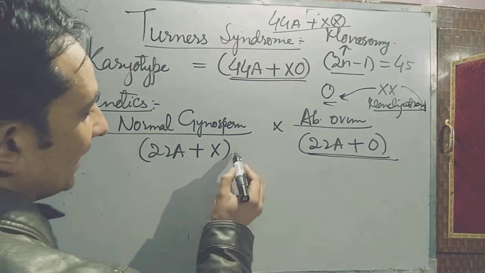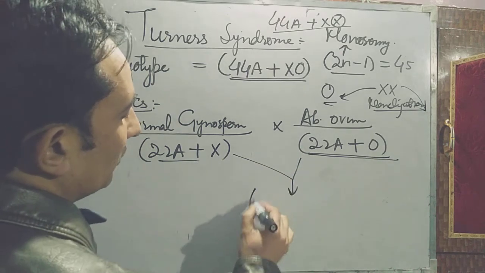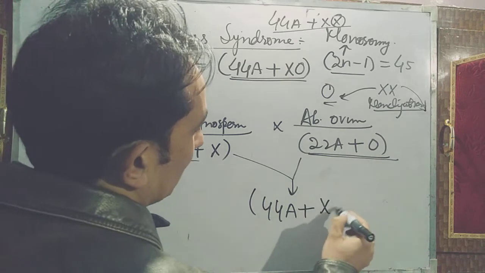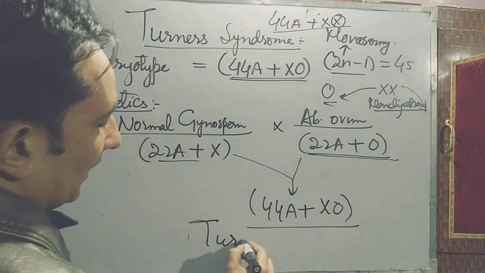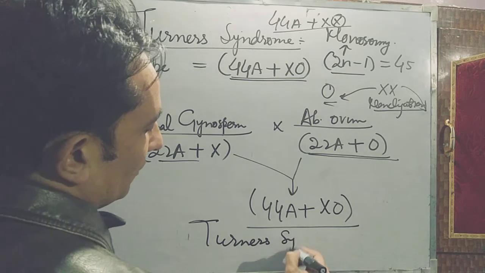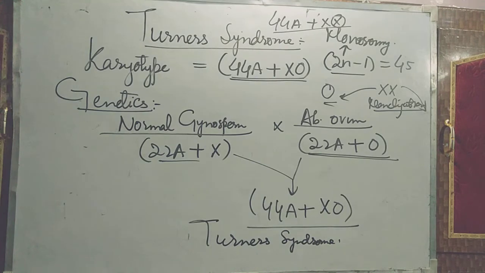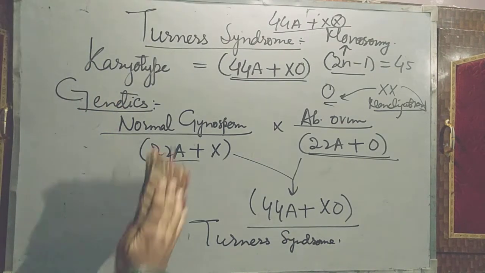If this sperm fertilizes this ovum, the resultant offspring would be like this: 22 plus 22, that's 44A plus X and 0, X0. It is known as the Turner's syndrome karyotype. This is the Turner's syndrome. Is it okay? Clear? So this is the first case how a Turner syndrome individual can be conceived.